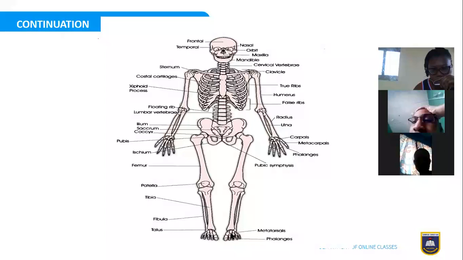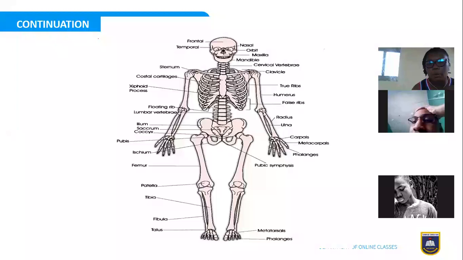The hind limbs, which are your legs, consist of three parts. The upper part, which is normally the thigh. The thigh is the upper part. So the thigh here is one part of the hind limbs. Now this side is your shank, or you can say the lower leg. Here is your foot.